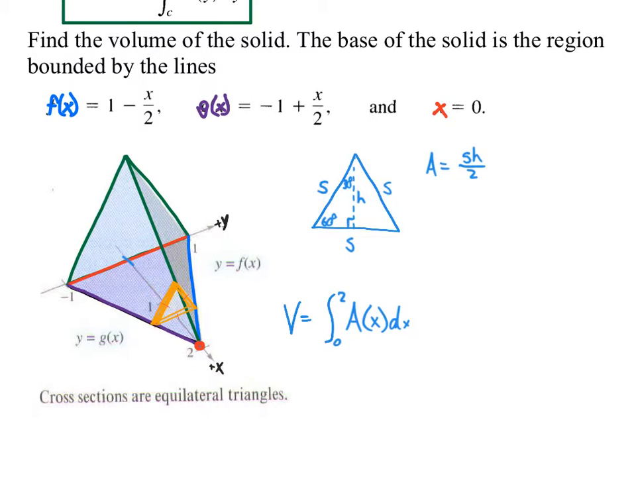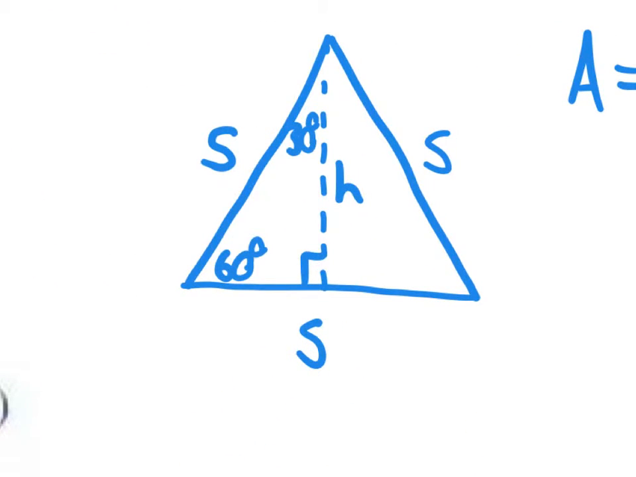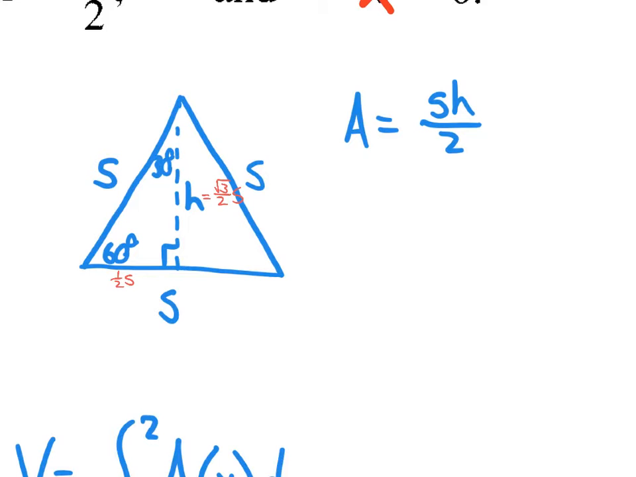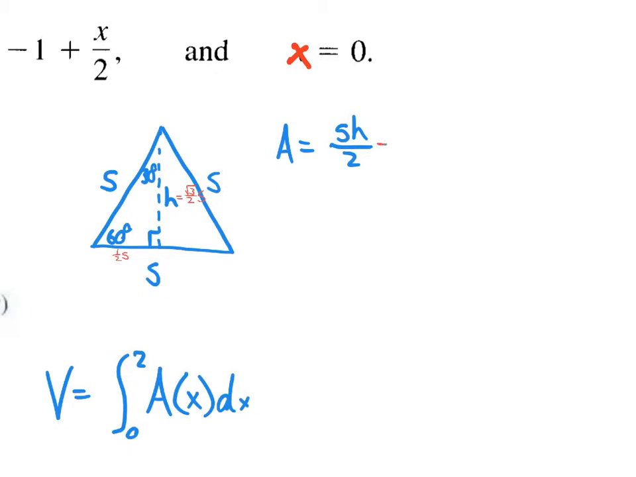Let's look at this a little more closely. If the whole side is s, then this is a half s, and that means h is 1/2 s times the square root of 3, using that 1, 2, radical 3 pattern for a 30, 60, 90. Okay? So with that being said, now I can rewrite this a little bit. The area is now root 3 over 2 times s over 2.